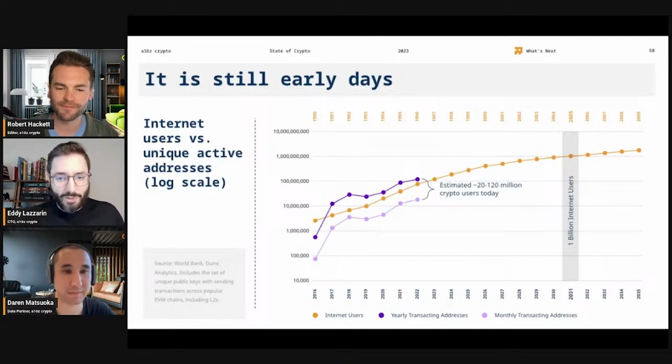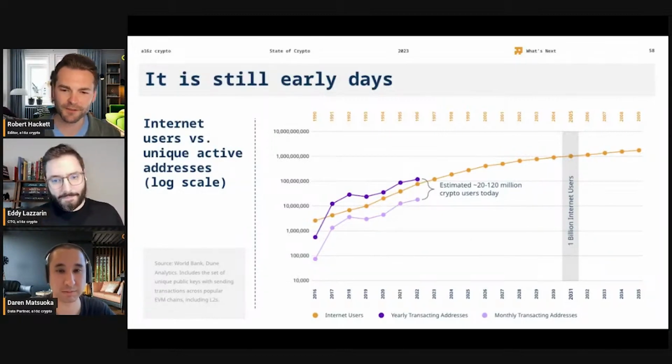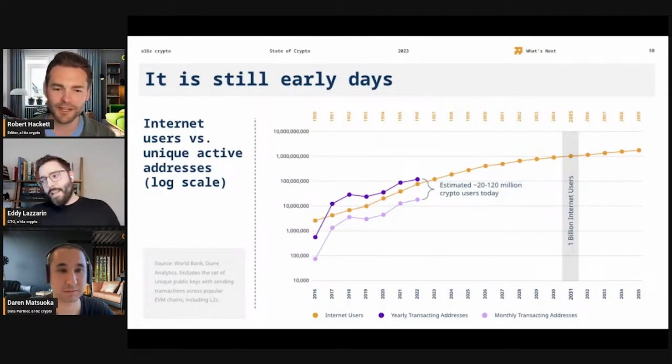And note that we're tracking this across a variety of blockchains, but we are deduplicating addresses that are shared across networks. So hopefully the minimum amount of double counting. Eddie, there's a big range on here. It says 20 to 120 million. Why such a gigantic range?